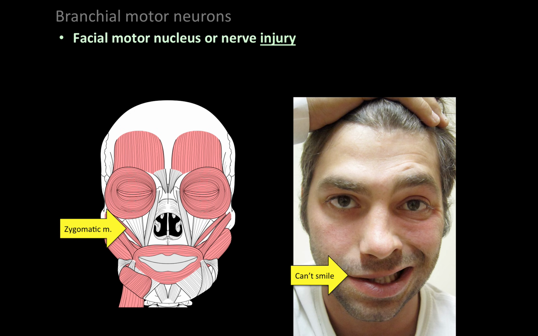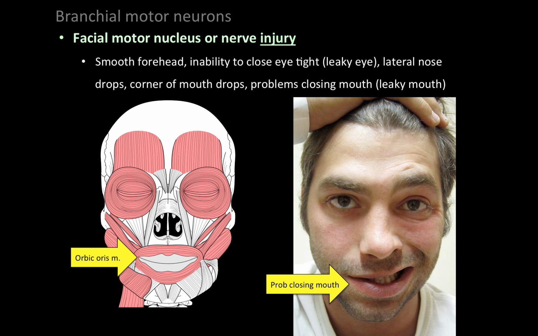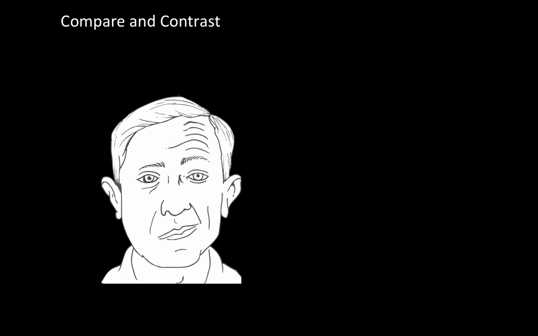The zygomaticus muscle isn't there, so the patient has a difficult time smiling. If you say, hey, smile and show me your teeth, you can see the patient's left side of the face, you can see the teeth, but not on the right. What about the orbicularis oris muscle? This is one that helps close, and there's going to be problems closing the mouth. So there's the basic problems, there's a word, I just made that up, feel free to use it. The basic problems if you get a facial motor nucleus or nerve injury.